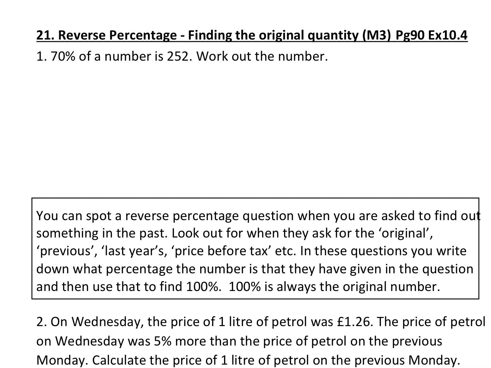So we're going to begin with number 1. 70% of a number is 252. We need to work out what that number actually is. So you only have a fraction, or you have a percentage of the full number. You only have 70%.